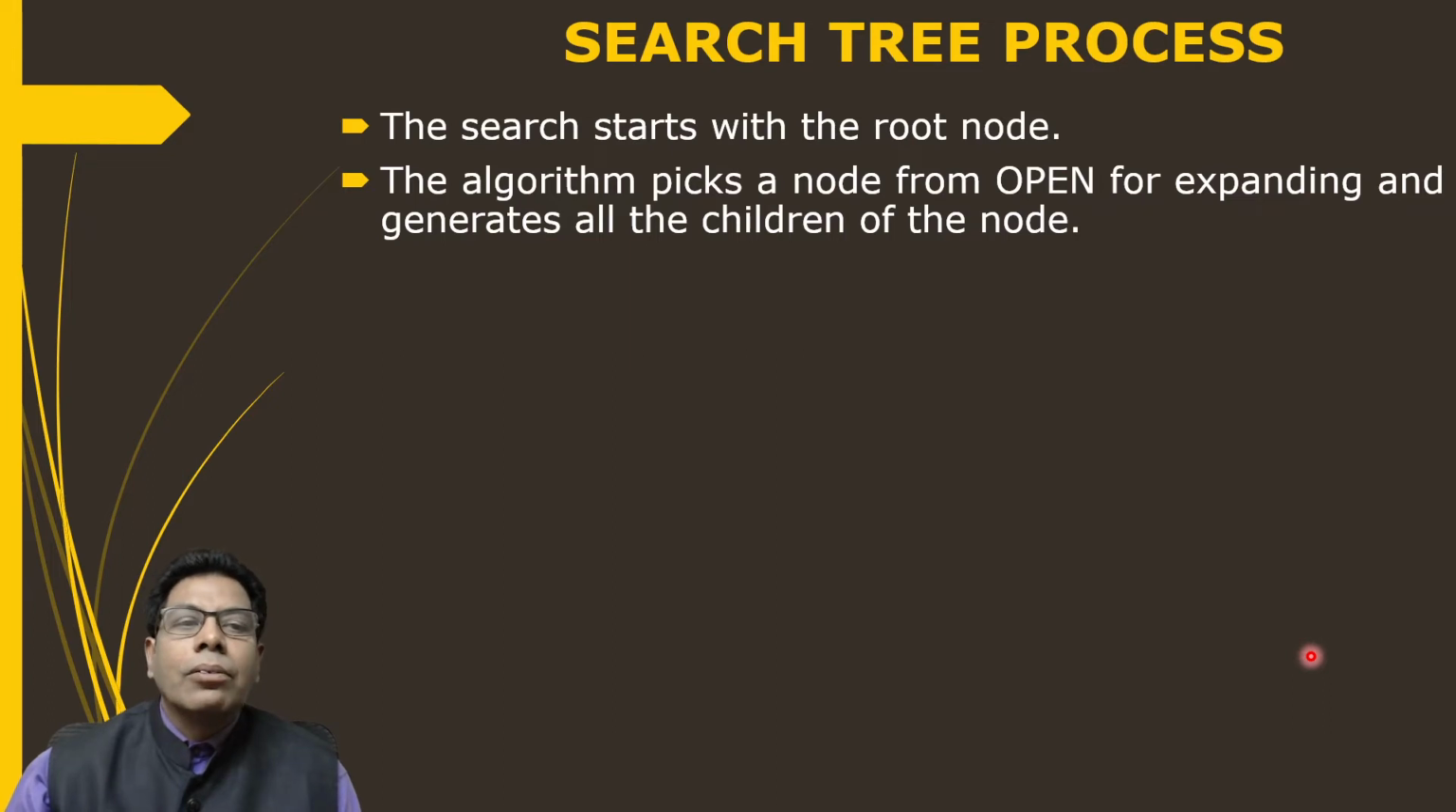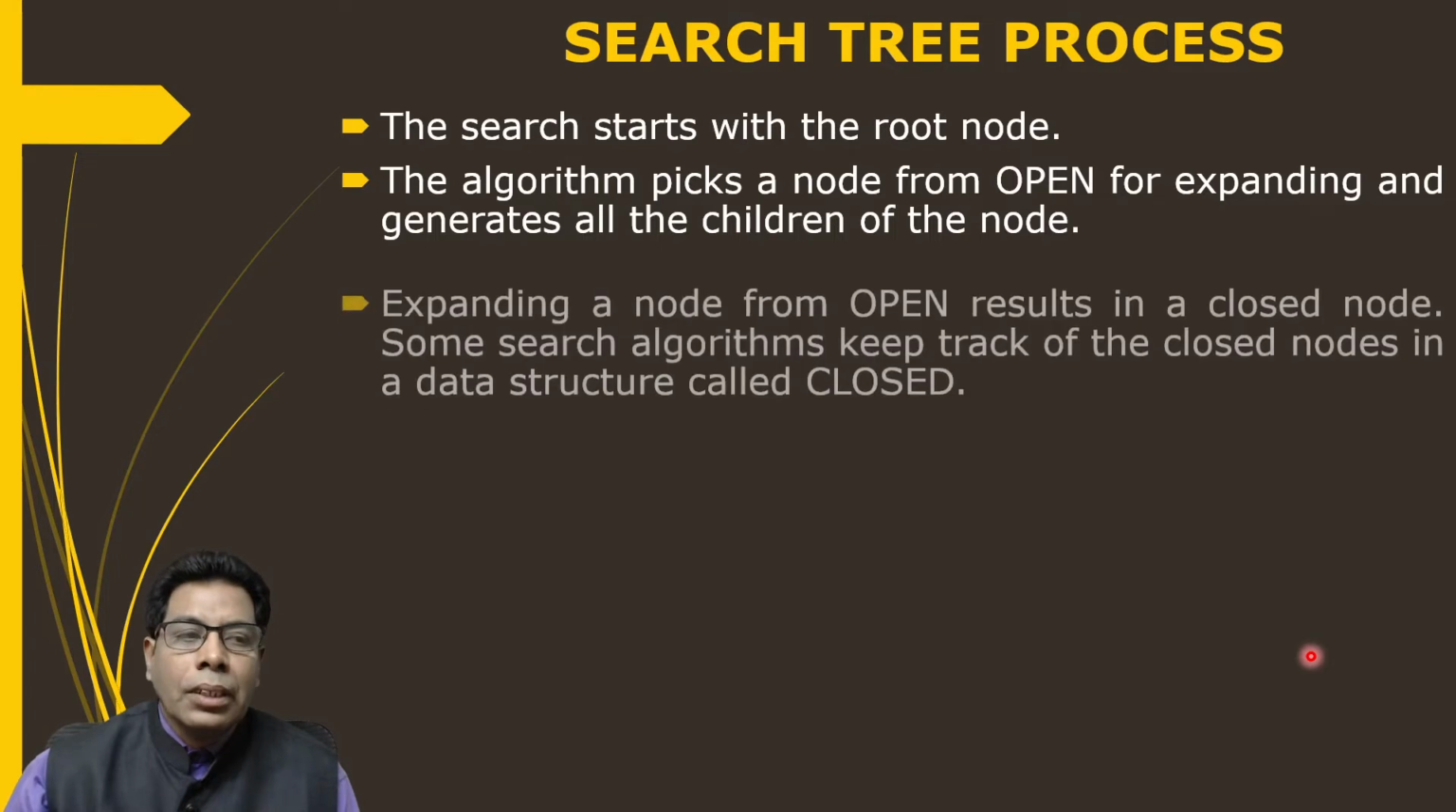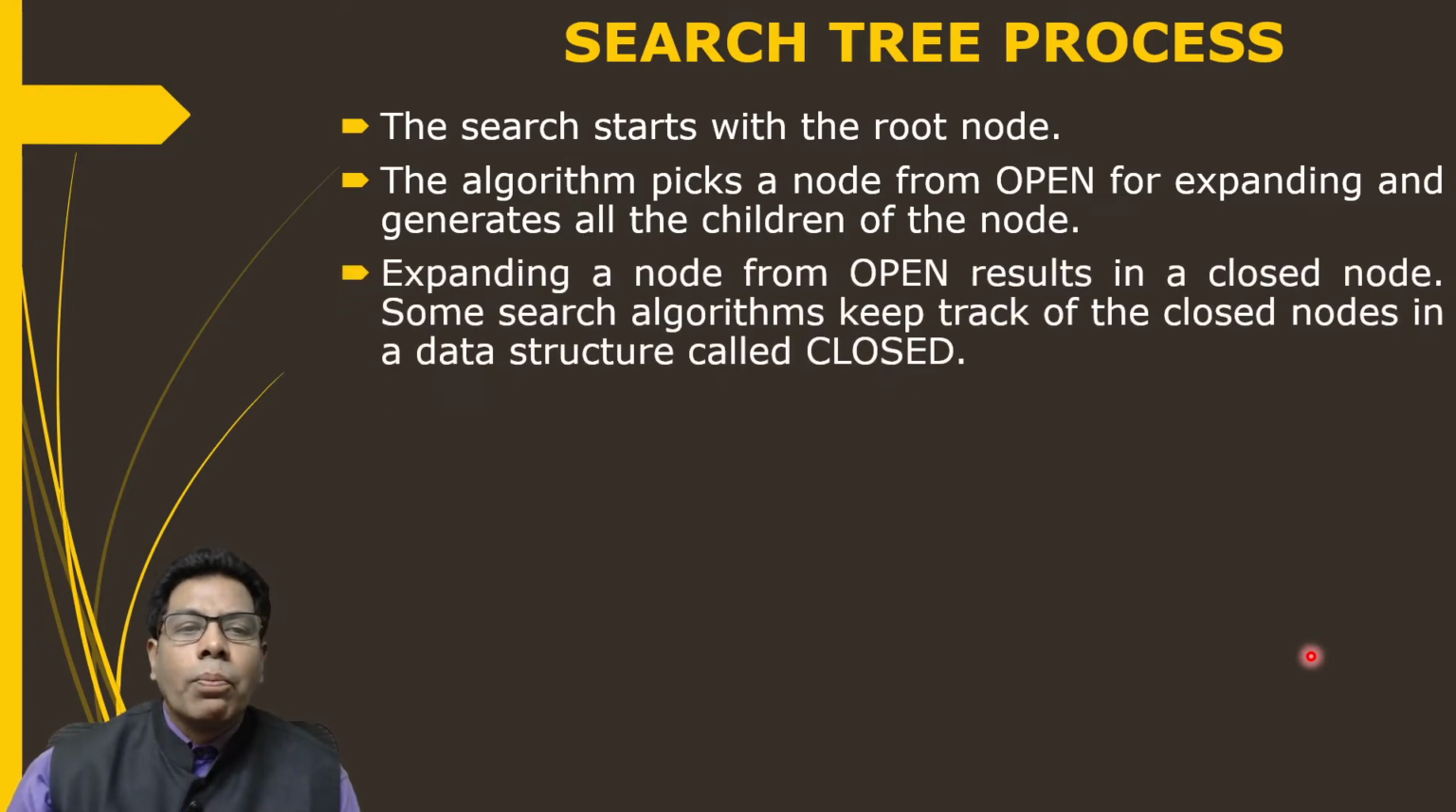So we'll have something called the open or frontier, or it is also called the fringe. The node will be taken from the frontier or fringe for expanding, and it will generate all the children of the node. Then expanding a node from open results in a closed node. That means once we open the node and generate the children, it goes on as a closed node. Some search algorithms will keep track of closed nodes in a data structure called closed.